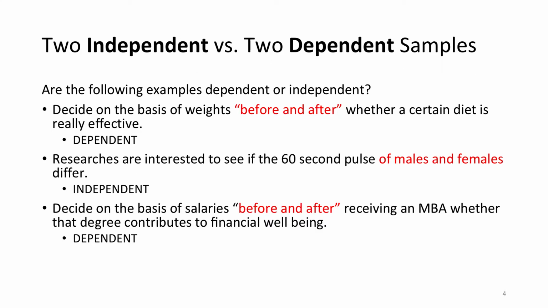And then here, let's go through a little bit of example. So, decide on the weight before and after a diet. So that's gonna be dependent because I am taking my measurement before and after. And then the second one here, 60-second pulse of male and female. Because male and female, this group of female, this group male, there's no internal relationship, so that's gonna be independent. So based on the salaries before and after, you see this, that's gonna be dependent.